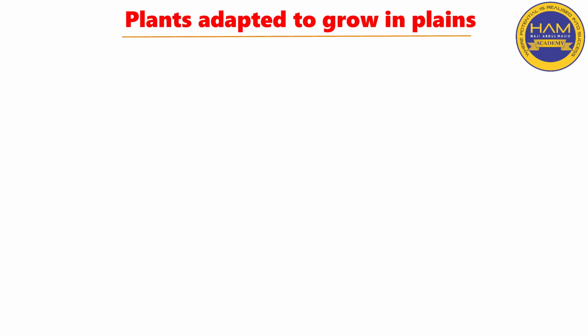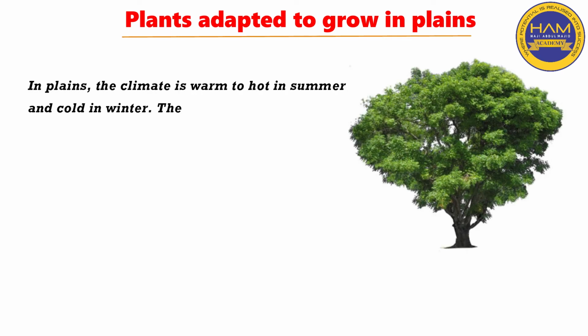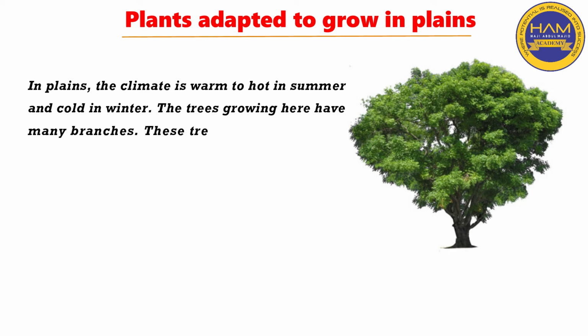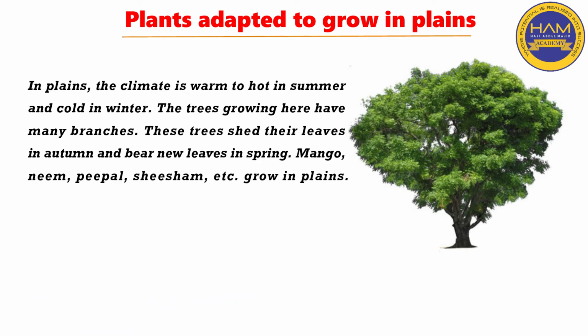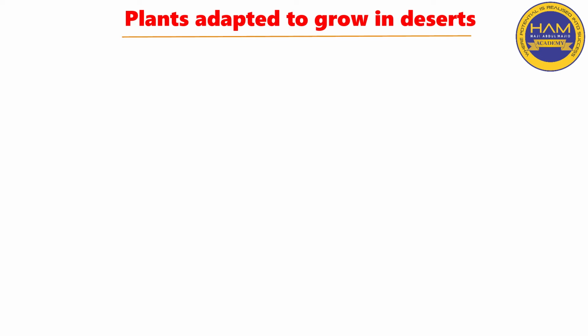First is plants adapted to grow in plains. In plains, the climate is warm to hot in summer and cold in winter. The trees growing here have many branches. These trees shed their leaves in autumn and bear new leaves in spring. Mango, neem, peepal, shisham, etc. grow in plains.